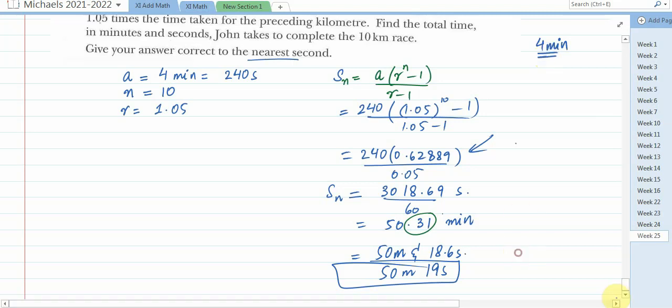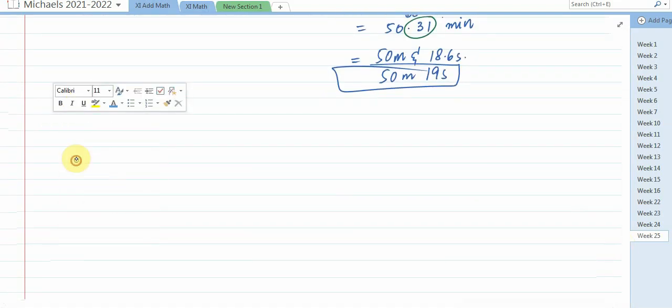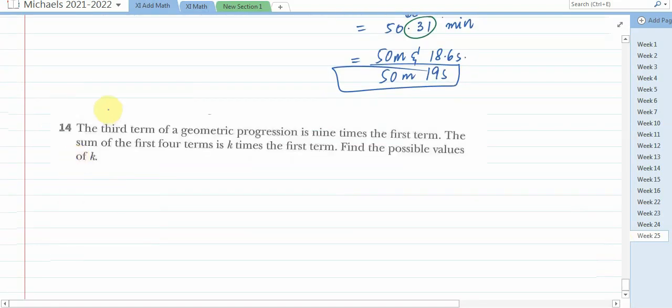After this one, for the homework part, you need to attempt question number 14. Make sure that you read the question carefully. It says the third term of a GP is 9 times the first term. So the third term is what? It's ar squared, equal to 9 times a, that is your condition. The sum of the first four terms is K times the first term, that is a. Find the possible values of K.